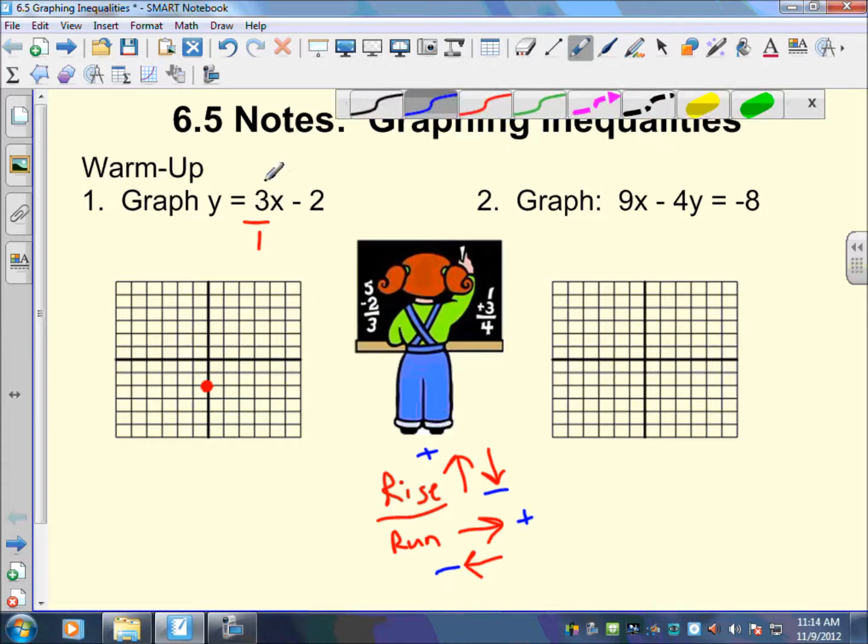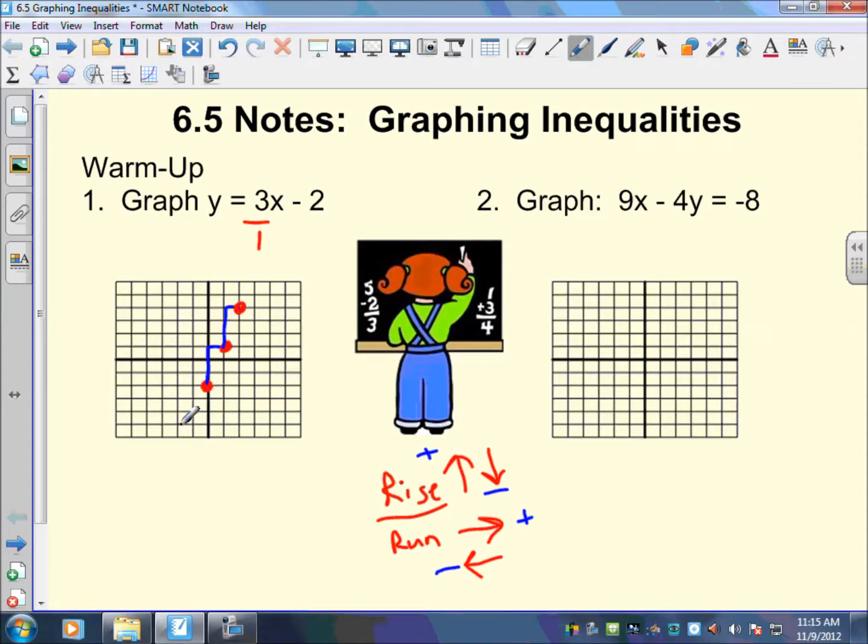Okay, you might want to write that down again. So, here we go. 3 is positive, so we're going to go up 3. 1, 2, 3. And we're going to go over 1 to the right because the 1 is positive. That's where we're going to put our next dot. Now, we have to have 3 dots, so I need to do that again. From the dot I just graphed, up 3. 1, 2, 3. Over 1, put another dot. Connect your dots. Make the line as straight as possible. Put arrows on your lines. That's how we graph number 2.